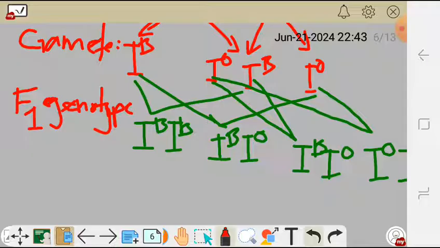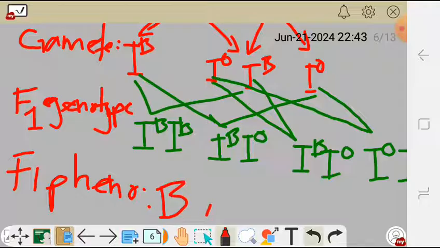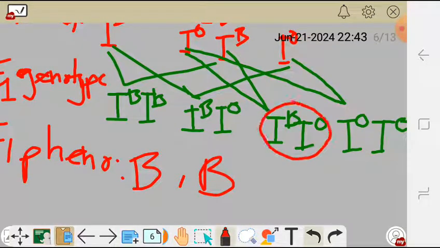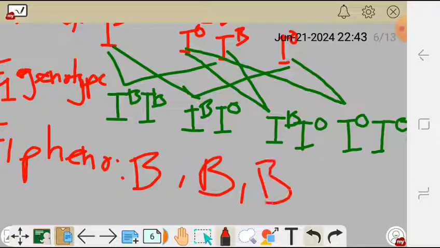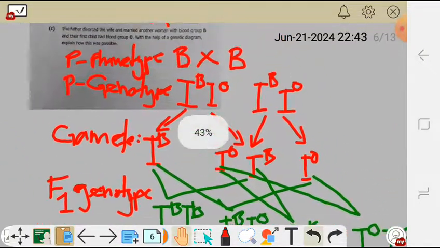Then now we move to the F1 phenotype. So we write here F1, the filial phenotype. Here we are talking about the blood group. This one will be blood group B. Then this one will be blood group O, since that O is recessive. So this one is blood group O, blood group B, and this is blood group B. Then we have blood group O. So that is the genetic diagram.